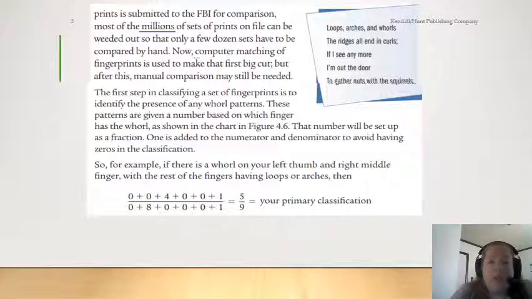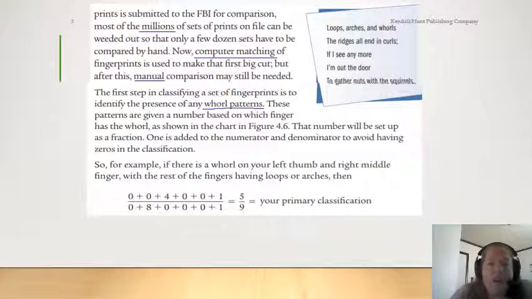Nowadays, computers do the matching of the fingerprints, but it was done manually before, and sometimes they still need to double check. So the first step: identify the presence of a whorl pattern. This pattern is given a number based on which finger has the whorl. That was the chart that I just showed you.